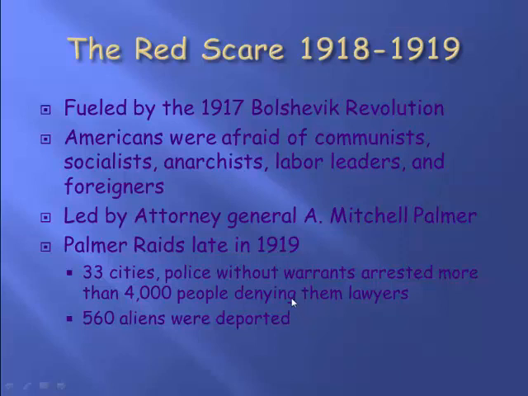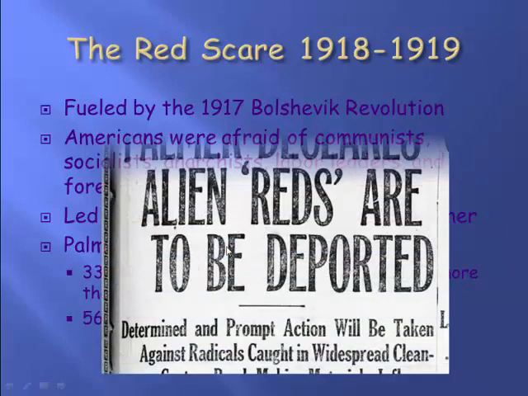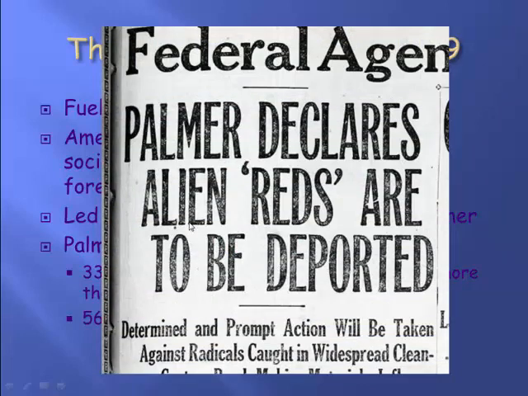And we're so afraid of something, our government is willing to kind of not follow the constitutional rights that we should have and just arrest people, throw them in jail, and maybe even throw them out of the country. So this is a dangerous time for American freedoms and liberties, because you may be claimed to be something you're not, and therefore you're getting arrested for it. So Palmer declares aliens and Reds are to be deported. Deported is what? Kick them out of the country.